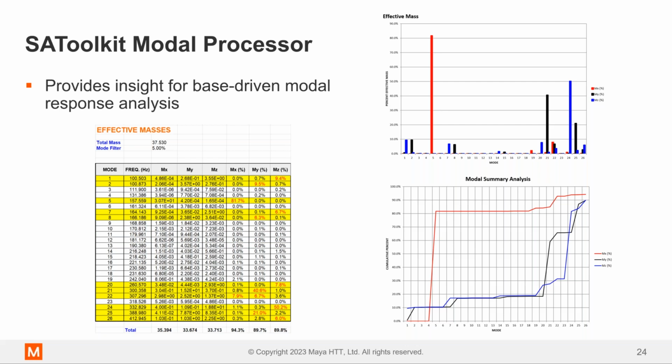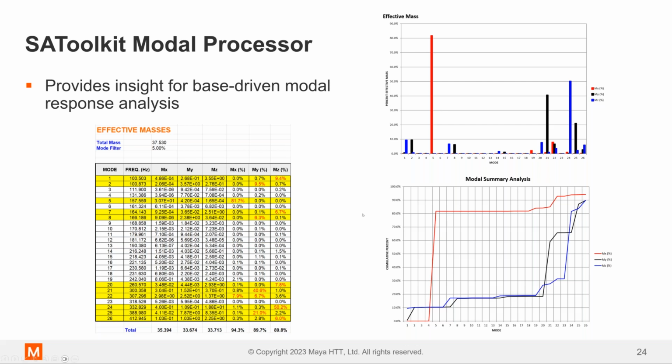I like to have the modal participation, cumulative percent modal participation factors in there. You can kind of see which modes and in which directions. That's useful for design to figure out where you might expect to see problems.